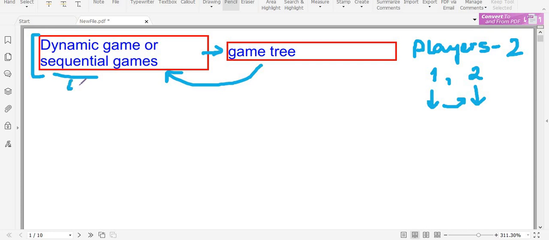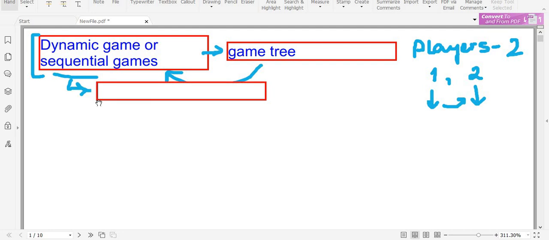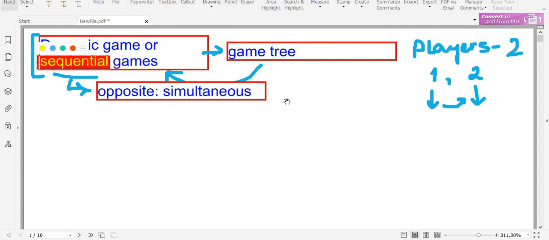Essentially the opposite of a sequential game is a simultaneous game, which we will be studying later. So let me just write: the opposite is a simultaneous game. It is essentially the reverse of a sequential game. For the time being, we will be concentrating on sequential games, and that is what we will be studying in this video.